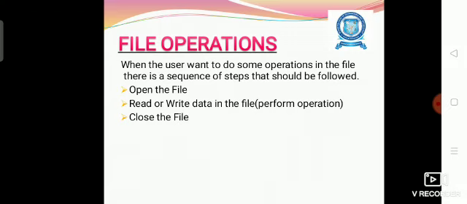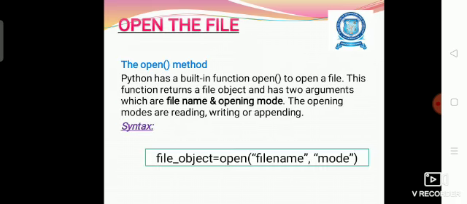First one is opening the file. We have to first of all open the file. Second, we can do a read or write operation on the file. Read means we can access the existing file, read the content present in the file, and get the data present in the file. Write means we can modify the file, we can change the contents present in the file. And after doing the necessary operations on the file, we have to close the file.